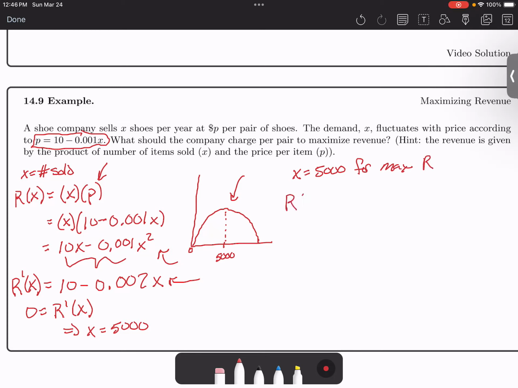To figure out what our maximum revenue is, we just need to evaluate the revenue equation at 5,000. So plugging in 5,000 into your revenue equation, you get $25,000. So your maximal revenue is $25,000, and it happens when you sell 5,000 shoes.